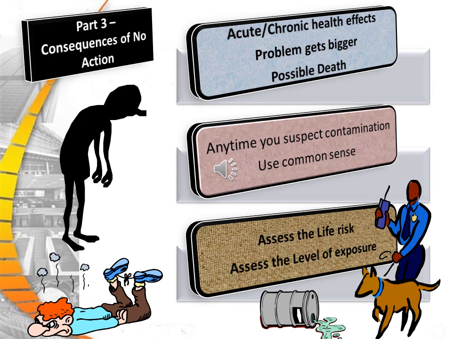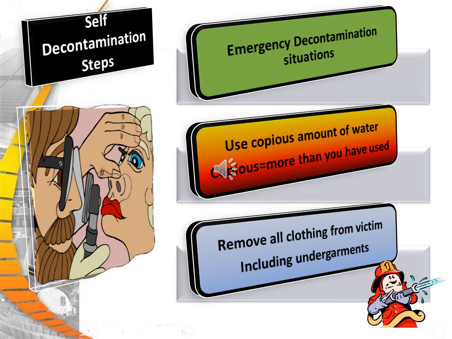Assess the life risk. Assess the level of exposure. Emergency decontamination situations: use a copious amount of water. Copious equals more than you have used in the past. Remove all clothing from the victim, including undergarments.